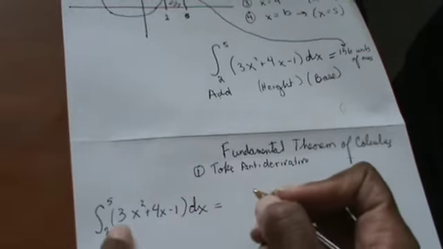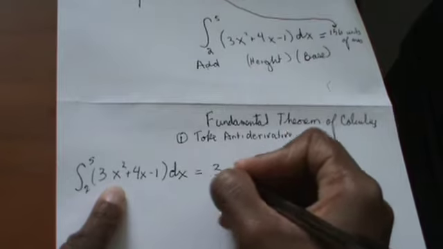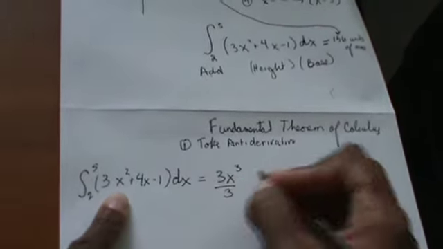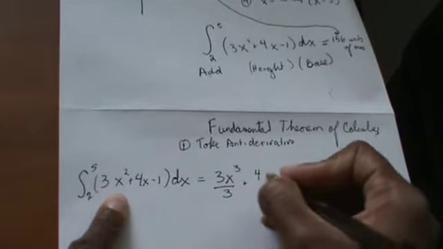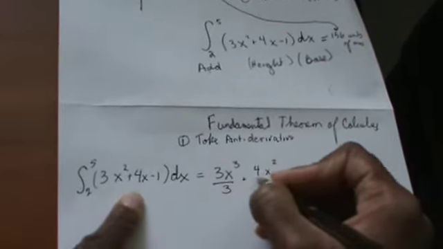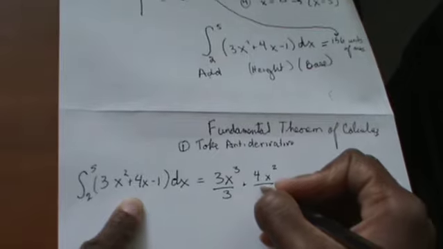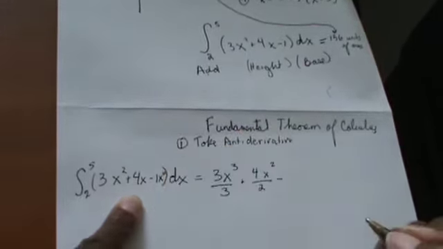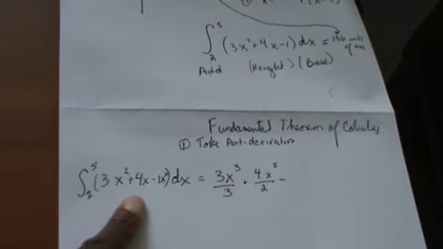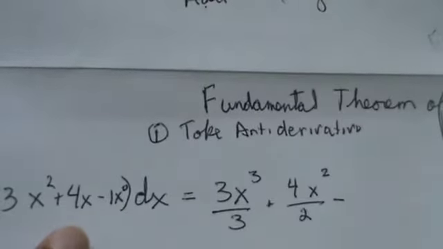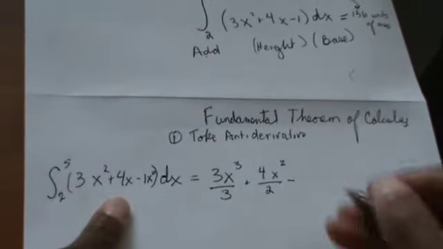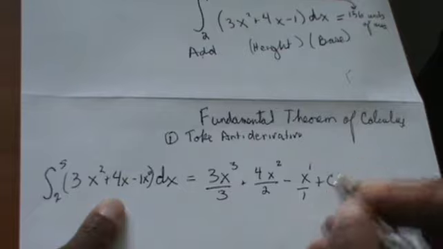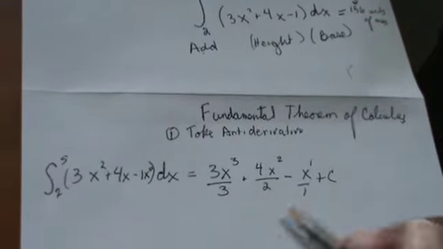This equals, all right, add 1 to the power. Notice this is what you did in your homework earlier. Divide by the new power, like that, plus 4x to the second power over 2 minus, notice there is an invisible x to the 0 right next to the 1. I'm going to zoom in so that you can see it. Okay, because x to the 0 is 1, so this becomes x to the first over 1 plus c. Okay, so there is your antiderivative.